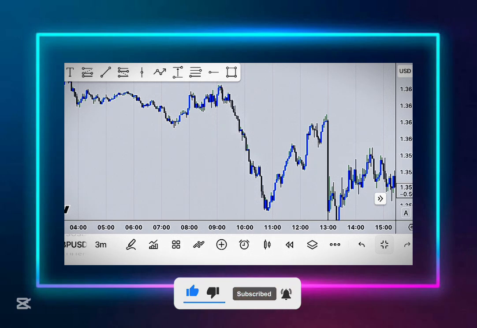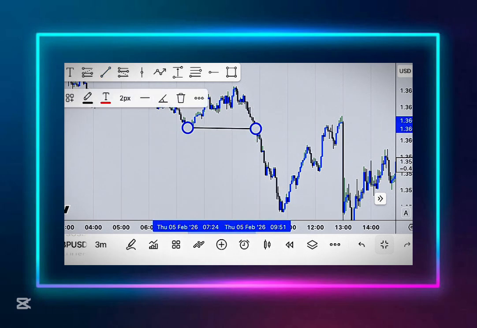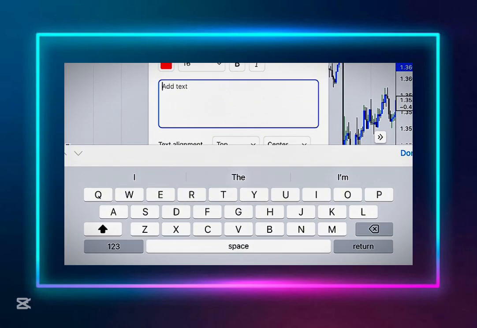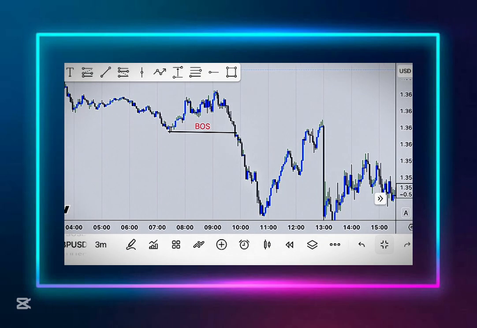2, 1. So what I can see on this chart is I saw a break of market structure during the London session. I'm going to be writing it. Okay, box. This is a break of market structure.